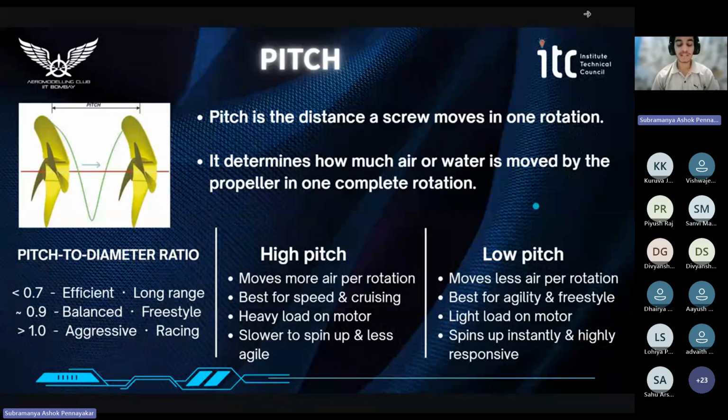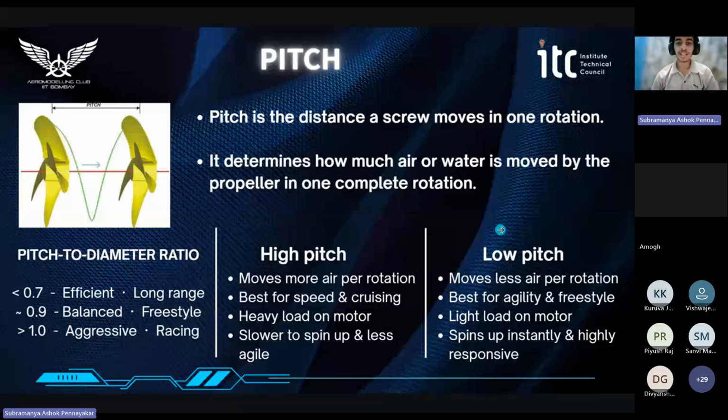Pitch is the distance moved by a screw in one rotation. Also, it determines how much air or water is moved when a propeller completes one rotation. So as you can see, high pitch means it moves more air per rotation and is best for speed and cruising. Cruising basically means a steady state where a drone's altitude and speed become constant.